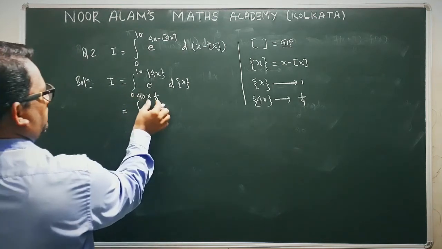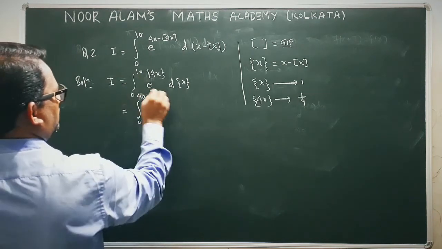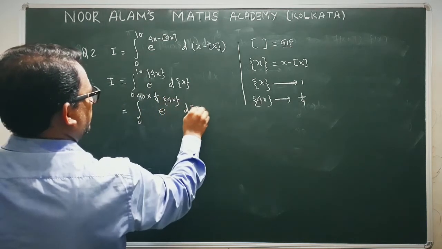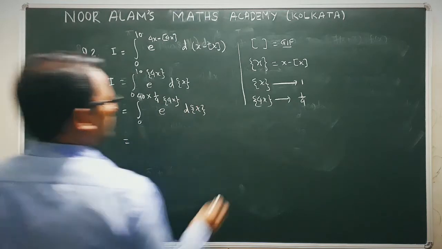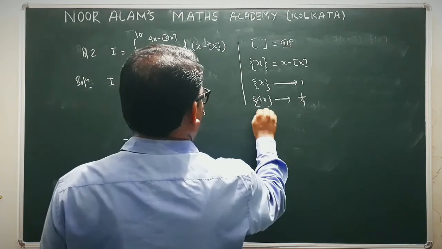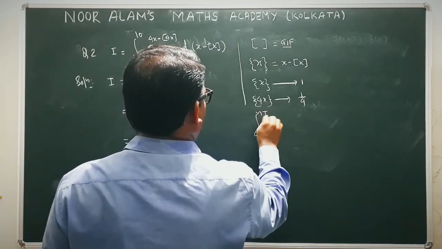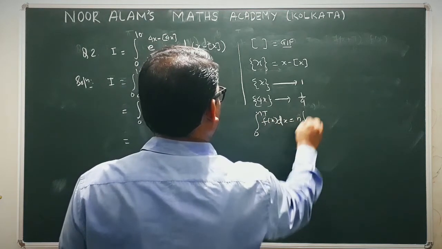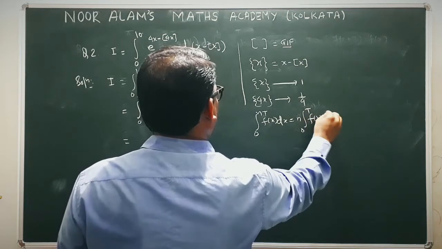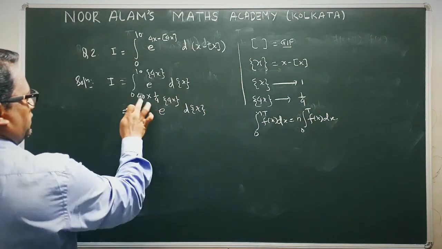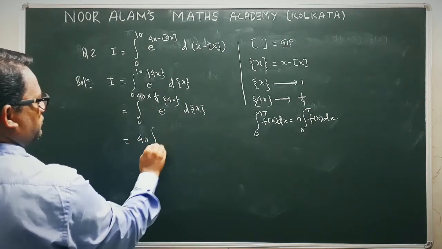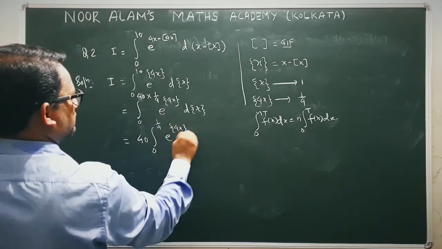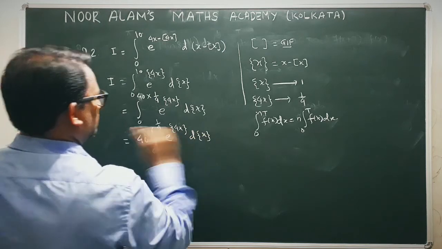So when we multiply we get again 10, and e to the power fractional part of 4x d of fractional part of x. As a result, here we use one formula, integral 0 to nT f(x) dx, which is equal to n into integral 0 to T f(x) dx. So now we take this 40 outside, so 0 to 1 by 4, e power fractional part of 4x, d of fractional part of x.